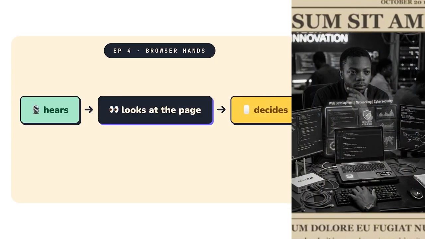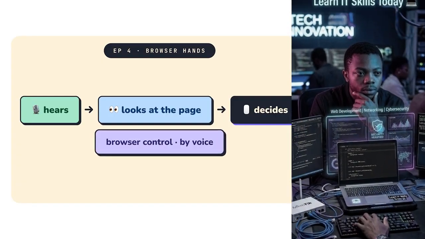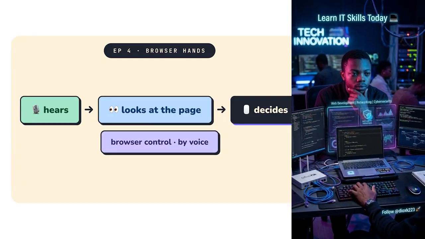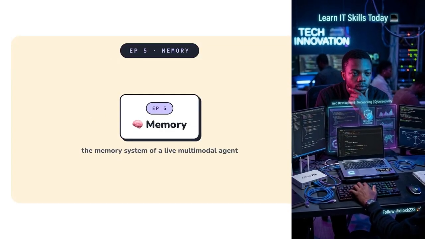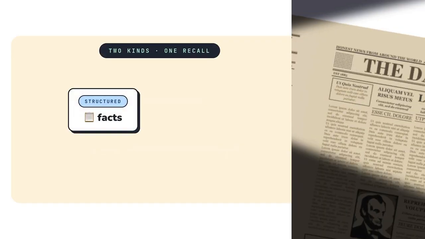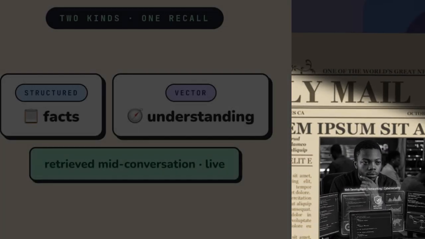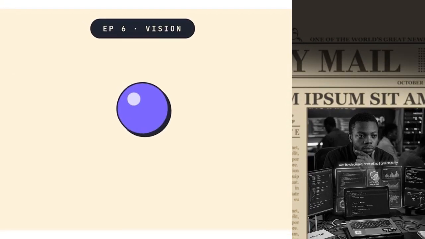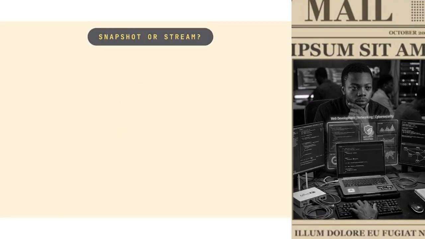Episode 4 gives the agent real browser hands. The agent hears my request, looks at the page, and decides what to do next. You will learn how to build a browser control agent with your own voice in this episode. Episode 5 is about memory. You will learn how the memory system works in a live multimodal agent, how to put structured data for facts, vector memory for understanding, and how to retrieve them in a live conversation.